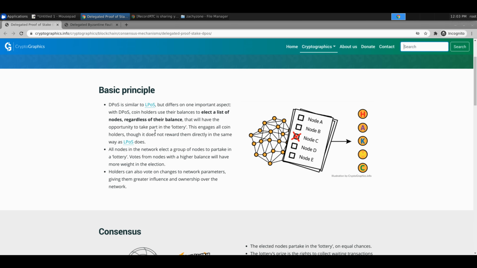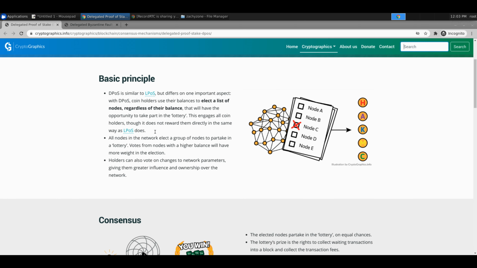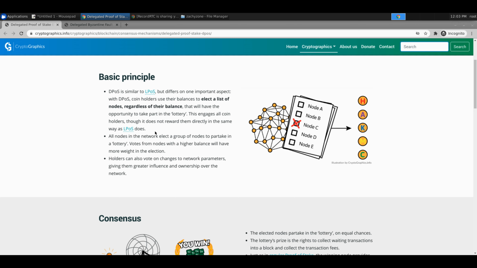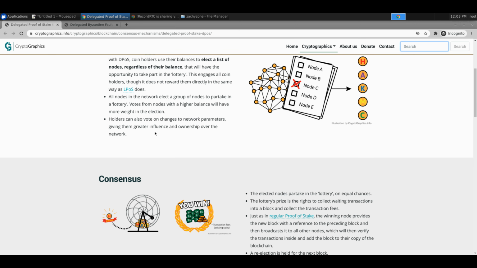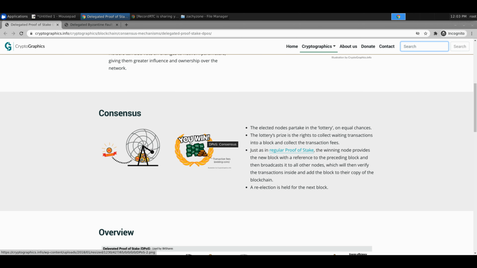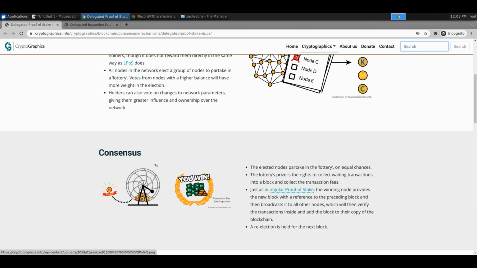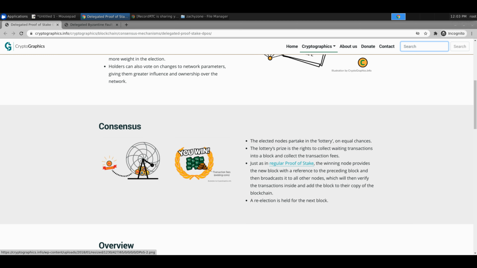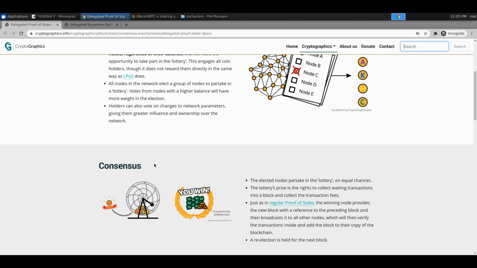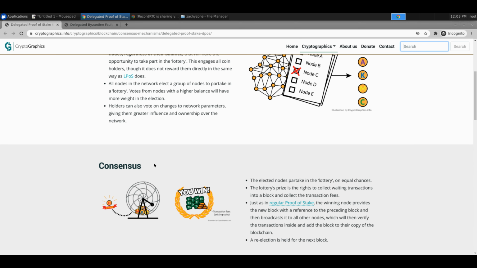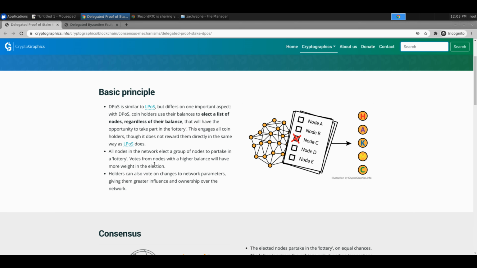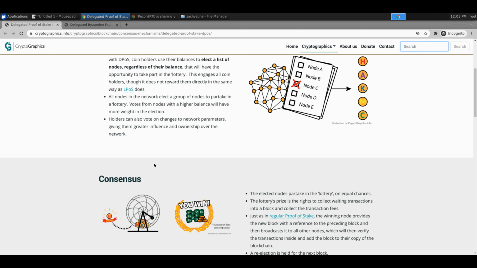DPOS, which is delegated proof of stake. It's the exact same thing as proof of stake, except that you're delegating your vote to someone else. A bunch of people are voting for a person, and then that person goes into the lottery type system, essentially. Then they get the block reward, and they can do whatever they want with it. Most give back a percentage. They can just keep it.